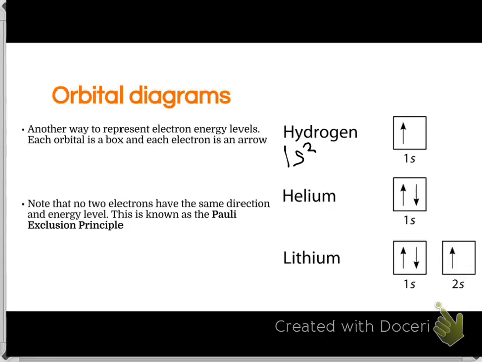And each shape can hold 2 electrons. So in this case, I've drawn the electron pointing up. You could also have drawn it pointing down, because it actually doesn't matter since there's no other electron in hydrogen. Oh wait, no, it's not 1s2. It's 1s1. I was getting ahead of myself. Helium is 1s2 because it has 2 electrons.